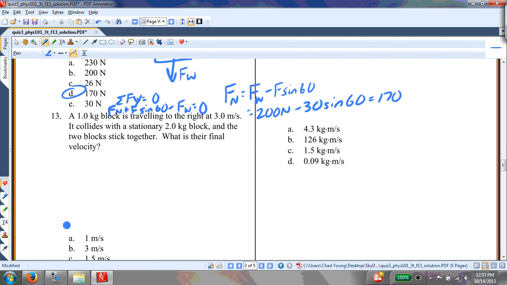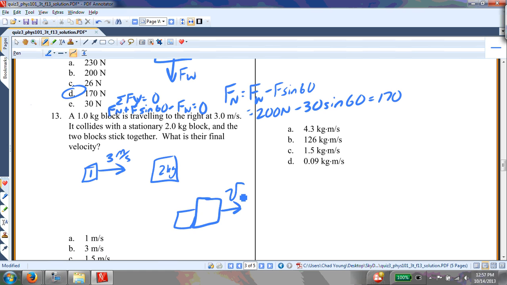A 1 kilogram block traveling to the right at 3 meters per second collides with a stationary 2 kilogram block, and the two blocks stick together. What is their final velocity? So here's my 1 kilogram block traveling at 3 meters per second, and my 2 kilogram block, which is stationary. Afterwards, the two stick together. I want to know what is the final velocity.